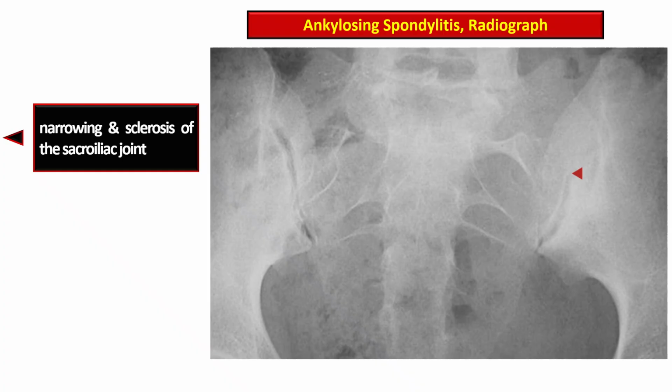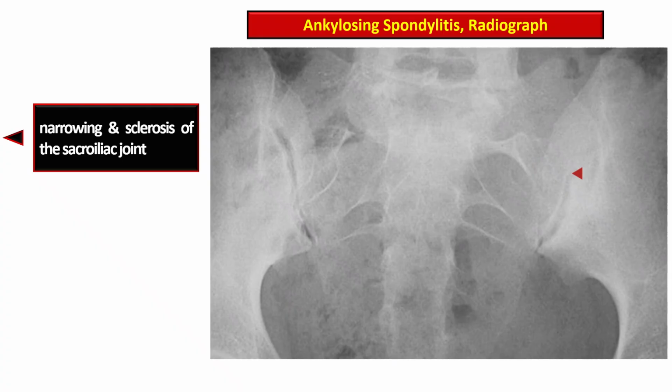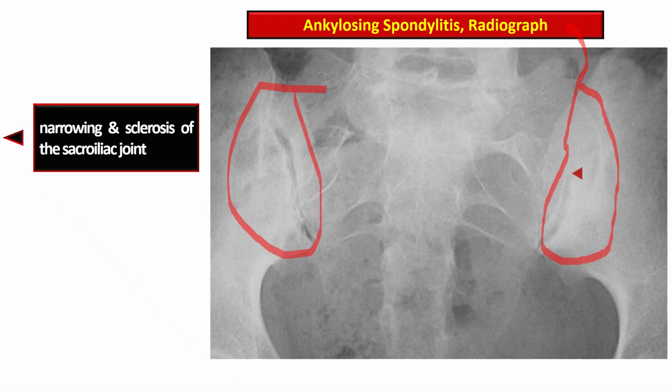This is an X-ray from a patient suffering from ankylosing spondylitis, and this pelvic X-ray shows sacroiliitis. On the left side there is narrowing and sclerosis of the sacroiliac joint, while on the right side it is relatively normal.